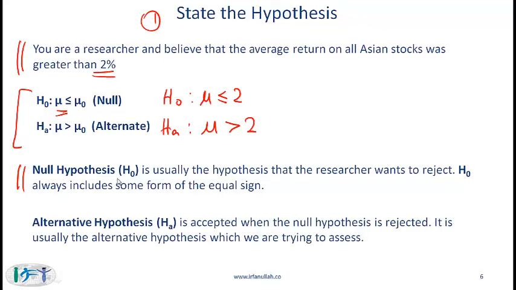the null hypothesis, H0, is usually the hypothesis that the researcher wants to reject. H0 always includes some form of the equal to sign, and that you see right here. We could have had the equal to sign as part of the null or as part of the alternate. The convention that we follow with hypothesis testing is that the equal to sign is always part of the null hypothesis. It is a rule, just remember it. The alternate hypothesis is accepted when the null hypothesis is rejected. It is usually the alternate hypothesis which we are trying to assess.